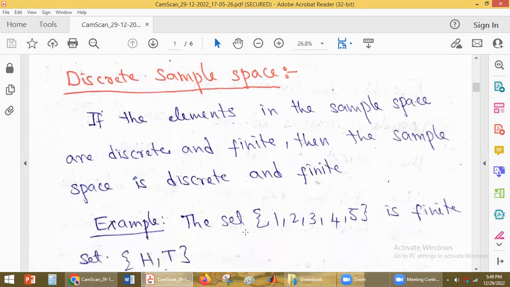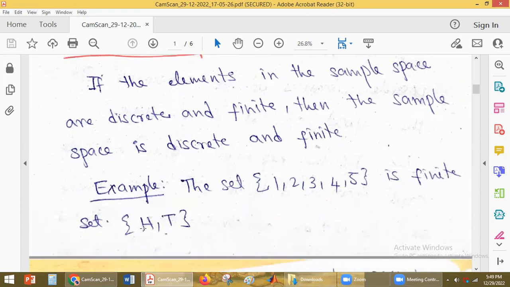For example, the experiment of tossing a coin has only two outcomes, H, T. So it has only discrete values, two values, and it is also finite. For example, throwing a die has six values. So 1, 2, 3, 4, 5, 6 are discrete values, and it is countable, and it also has a finite number of values. So this is the example for a discrete and finite sample space.